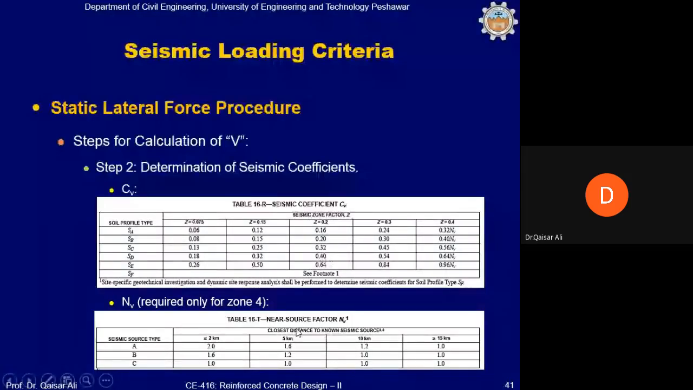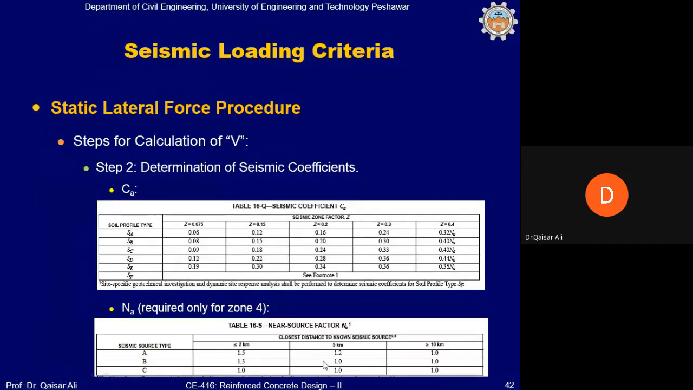Nv is the near source factor, which is also required, but this is required only for zone 4. In the previous slide, we mentioned seismic source type and the distance from the source. Let's say if the seismic source type is A and the distance of the building from the source is less than 2 kilometers, then this near source factor will be 2, which will basically double the base shear. And if it is 5 kilometers, it will be a 60% increase. And if it is more than 15 kilometers, then the factor will be taken as 1 for all three seismic source types.